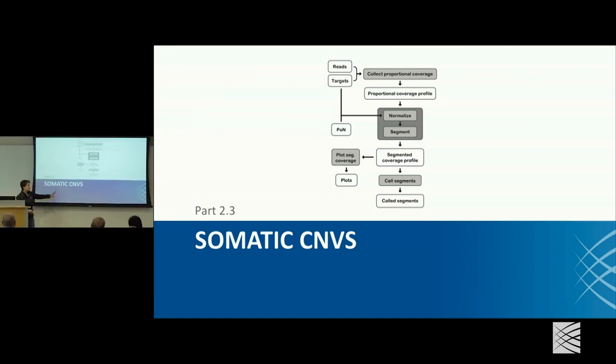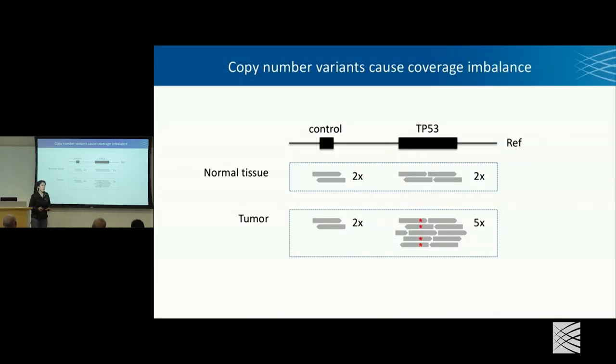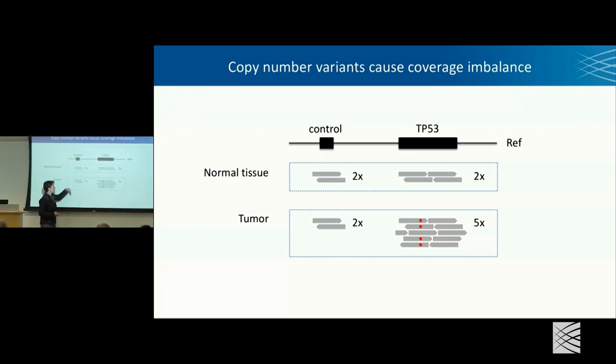I want to give you a similar high-level view of somatic copy number variation. The idea with copy number variation is that when we sequence the sample, we'll have the same amount of sequence roughly in the same region in two different sequencing runs.